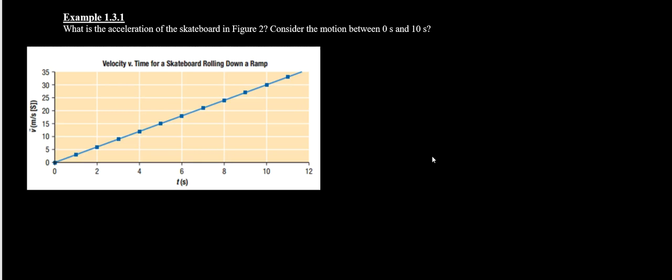All right, so we're going to take a look at an example of how we get acceleration from a velocity time graph. Example 1.3.1 says, what is the acceleration of the skateboard in figure 2? Consider the motion between 0 seconds and 10 seconds.